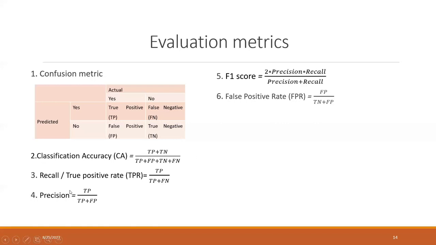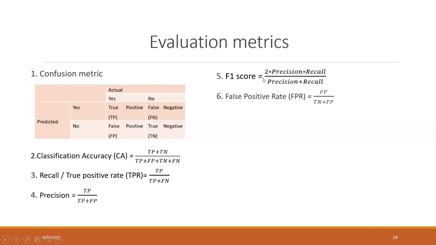Okay. Then there is recall, or true positive rate. Recall means we are interested in true positives: true positive divided by true positive plus false negative. Okay. Precision means true positive divided by true positive plus false positive. So these are different formulas for different evaluation metrics.